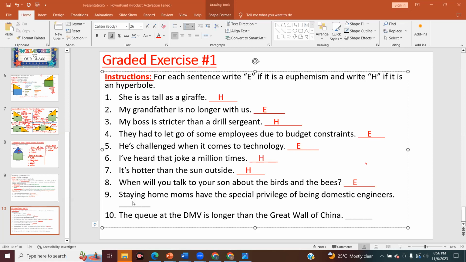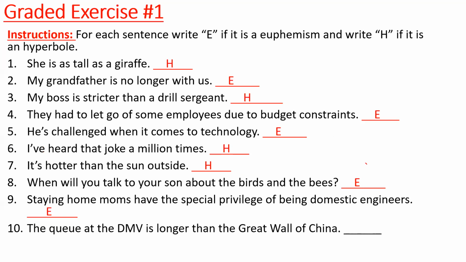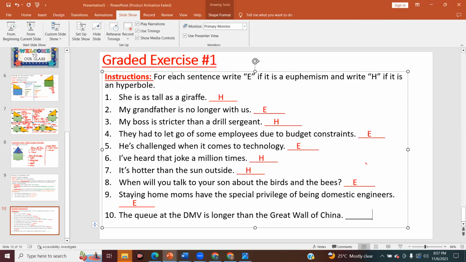All right. Number 9, stay-at-home moms have the special privilege of being domestic engineers. E or H? E. Very good. What are they really trying to say? What is a domestic engineer? What is that a cute word for? A woman who stays home all day. Housewife. So they don't want to use the word housewife, so they just say domestic engineer.